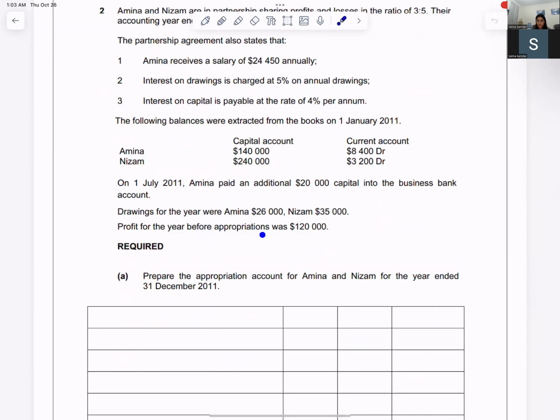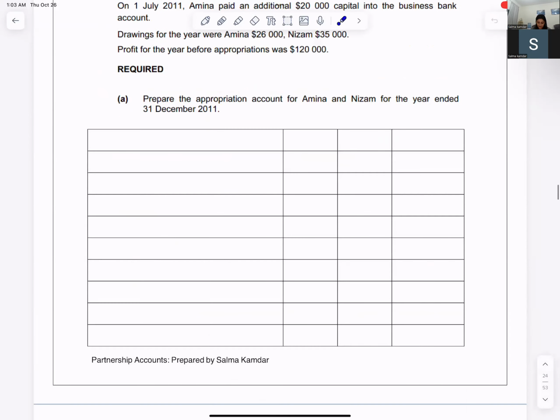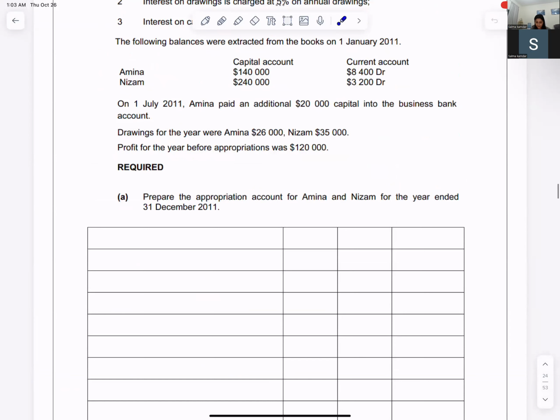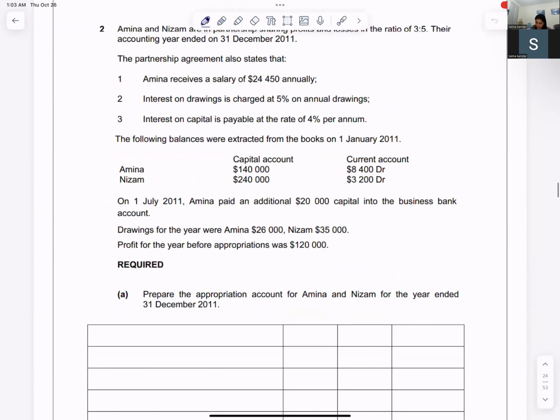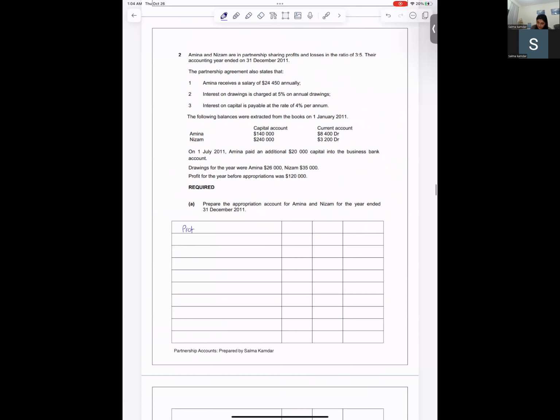Profit for the year before appropriation was 120,000 and they have asked us to prepare a profit and loss appropriation account. The profit and loss appropriation account follows a fixed format. We start with profit for the year before appropriation, and it is 120,000.